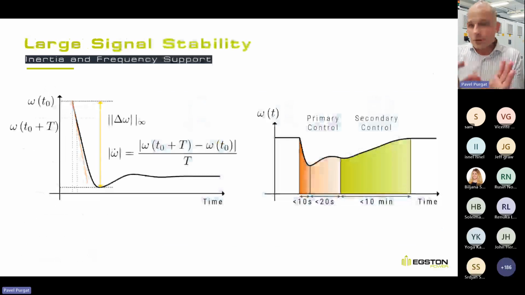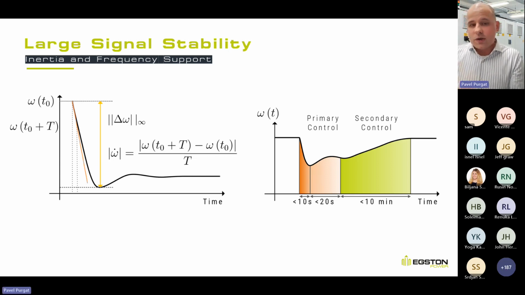Now, for those of you who, like me, are power electronics engineers, there is a small refresher on the indicators of frequency stability. Frequency stability in a power system is normally evaluated by the nadir, which is the lowest point of the frequency drop during the disturbance, and the RoCoF, which is quite a clear acronym for rate of change of frequency.